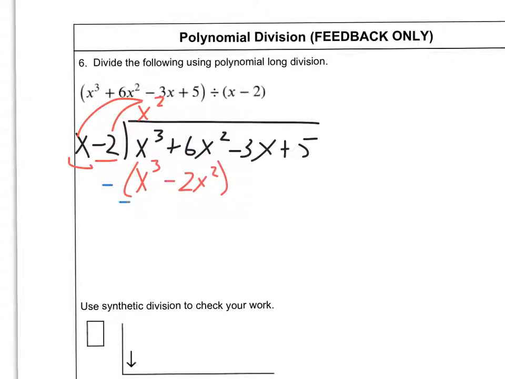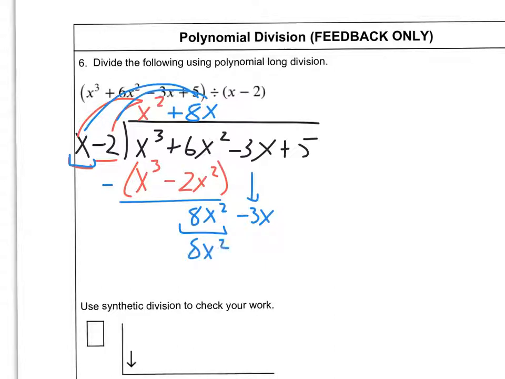Generally, if people got this far, you actually did okay. Most people caught that we got a minus and negative here, which actually makes this 8x squared. And then bring down the minus 3x. When we multiply x to get to 8x squared, it's plus 8x. We distribute, and we get 8x squared minus 16x. When we go to subtract that, we get 0, and we get positive 13x.